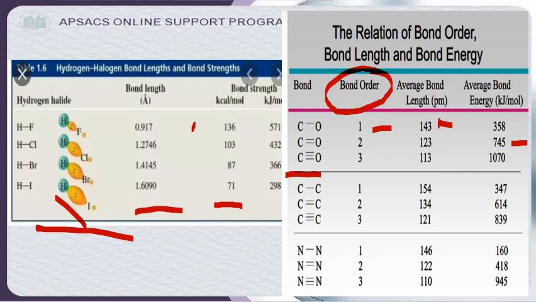Now come to the next one. The other examples are also given between carbon to carbon or nitrogen to nitrogen. You can learn it well, get the difference and find out what is the relation between bond order and the energy of the bond. Come to the next one.